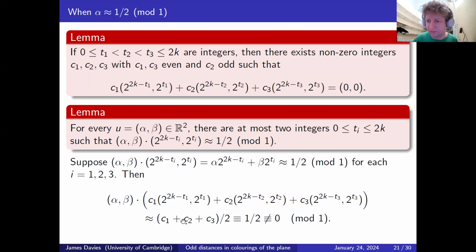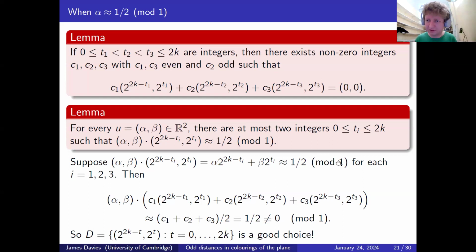But now we can get a contradiction, because we know individually each of these is a half. So this should still be equal to about the sum of c1, c2, c3 divided by 2. And because c1 and c3 are even and c2 is odd, this is an odd number divided by 2. So this should be equal to about a half mod 1, but we know this would be 0. So we get a contradiction here.